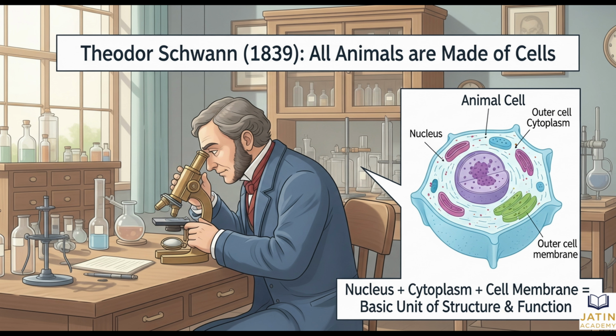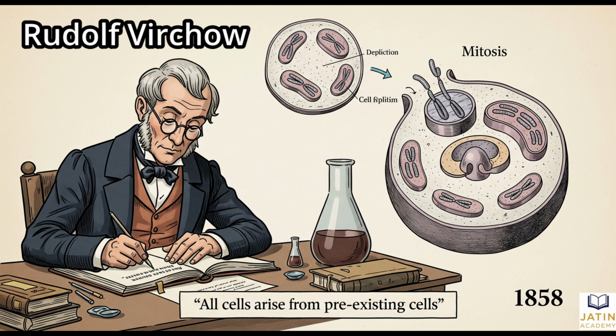The second hero was Theodor Schwann, a German zoologist, an expert in animals. In 1839, he observed that even animal cells have a nucleus, surrounded by cytoplasm and a membrane. He declared, "Both plants and animals are made up of cells, and the cell is the unit of both their structure and function." And now comes the third hero, Rudolf Virchow.